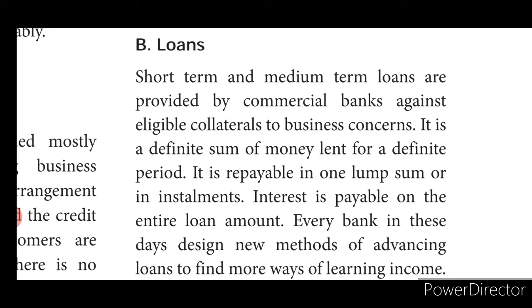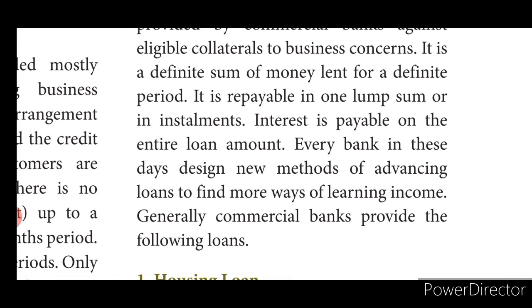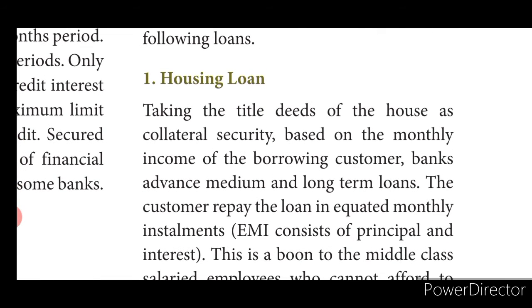And every bank these days is designed according to new methods of advancing loans, actually made for earning income. So generally, if you see the commercial banks, they provide different kinds of loans. What is that? The first one is the housing loan. I think the name itself is very clear, right? Housing loan means, in order to construct a building, you will be given a loan, okay?